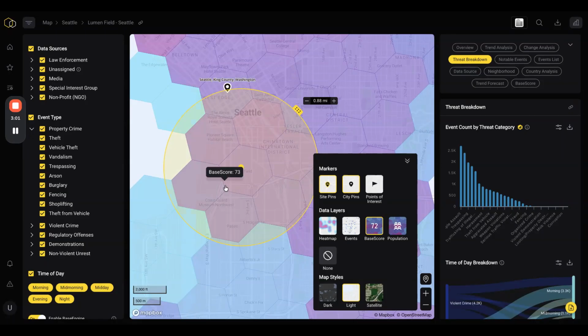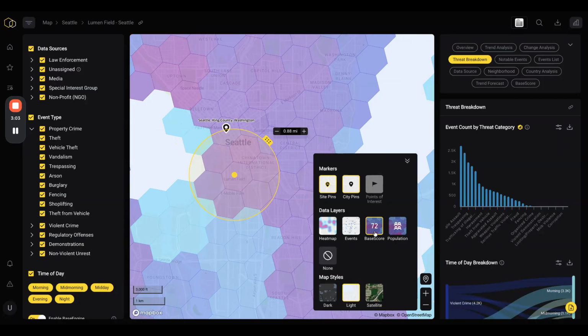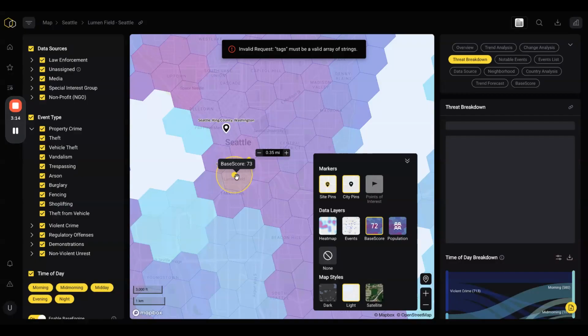So starting in our base score map layer, I like to start here for two reasons. One, it really gives you a strong sense for how risk changes across the city or area that you're evaluating. It also lets you know where that location that you're evaluating sits in terms of that relative risk.